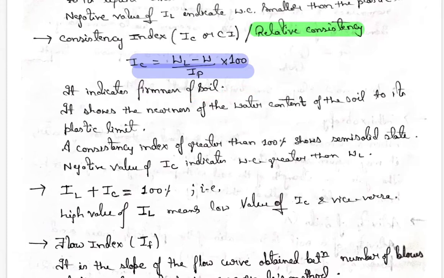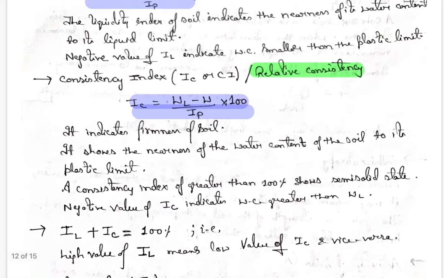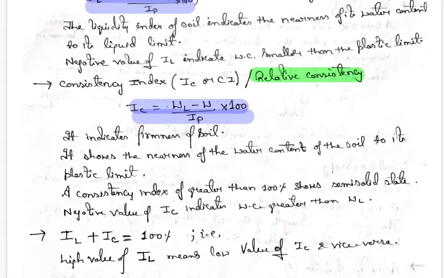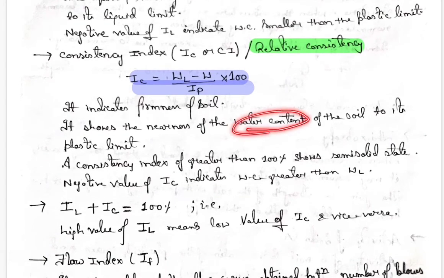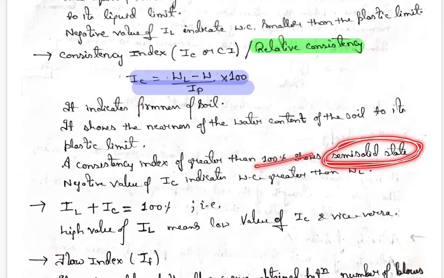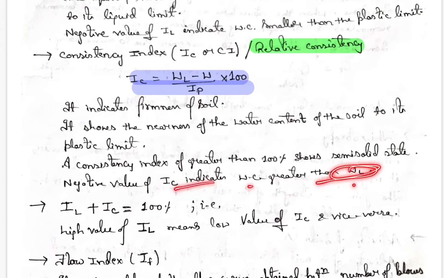It indicates the firmness of the soil. Consistency index indicates firmness of the soil. It shows the nearness of the water content of the soil to its plastic limit. Earlier it was nearness of the water content to the liquid limit in liquidity index case, but in this case nearness of the water content of the soil to its plastic limit. A consistency index of greater than 100% shows semi solid state, and negative value of IC indicates water content greater than liquid limit.